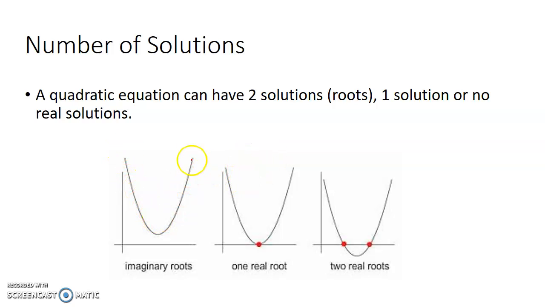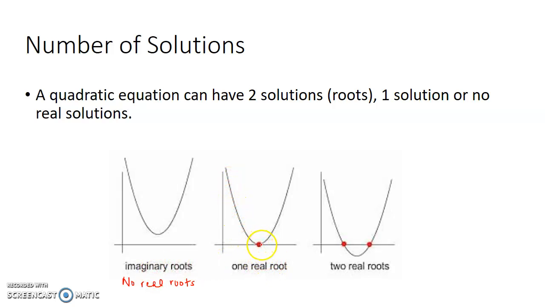We know our quadratic functions all make what we call a parabola. If you'll notice, I don't have any roots here, because my parabola does not cross my x-axis anywhere. So these are imaginary roots, or we're going to say no real roots for what we're talking about. In Algebra 2, you'll talk about it as being imaginary.